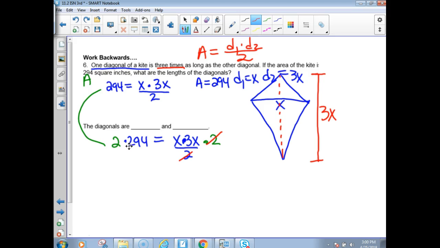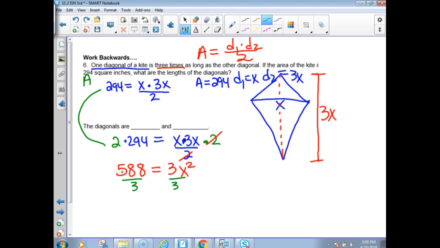And I'm going to multiply 2 times 294. Can someone do that, please? 588. And now what do I have left over here? I have x times 3x, which would be 3x squared. So the next step would be to divide by 3.